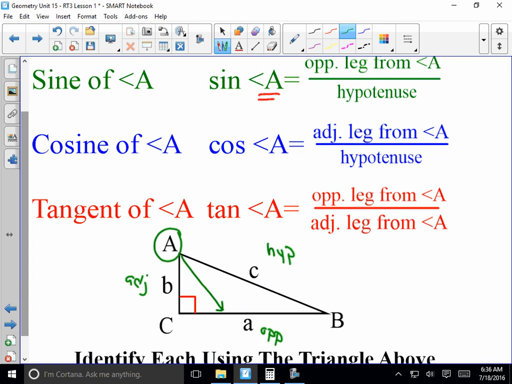So if I'm looking at tangent, opposite leg from A divided by adjacent leg from A, this would be A over B. If I'm looking at cosine of A, the adjacent leg is B, and the hypotenuse would be C. And if I'm looking at the sine, the opposite is A, and the hypotenuse is C. So that's how those would work in this triangle that we're working with here.